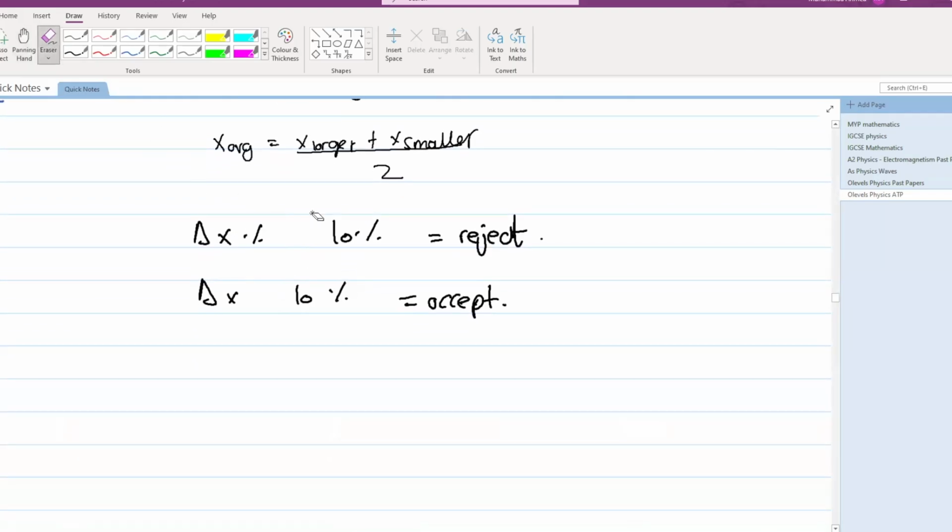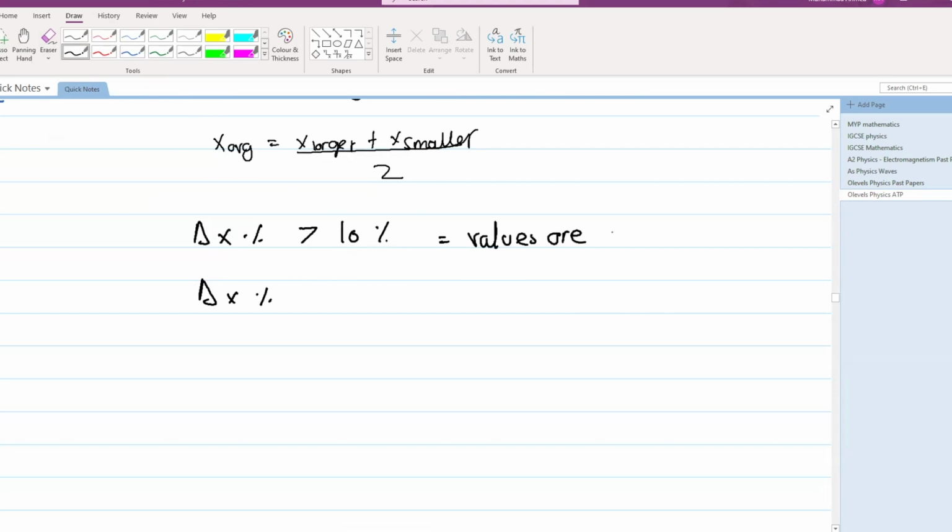One second, let me make it much better for you guys. Let's do one more thing here. If the percentage difference in x is greater than 10%, what will you say? You will say the values do not agree. Values are not the same. If the percentage difference in x is less than or equal to 10%, the values are the same. Simple as that. I have made this question easiest for you guys.